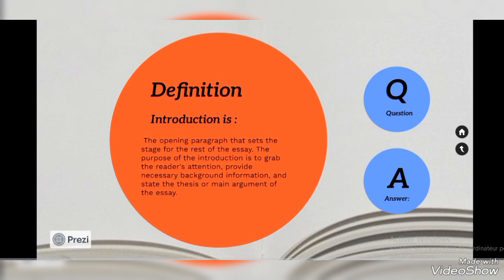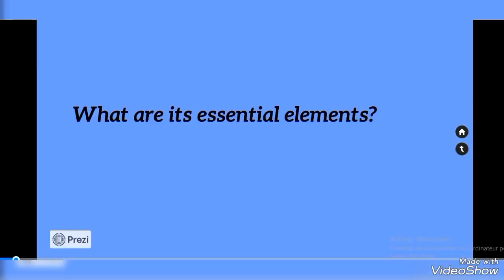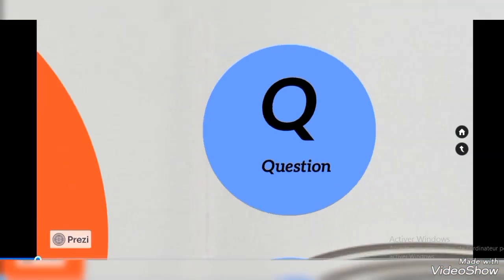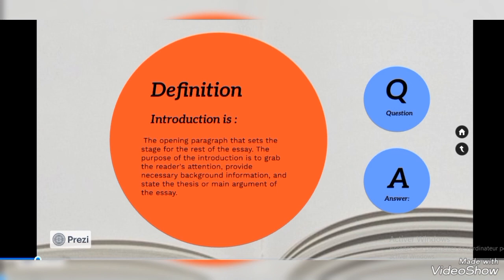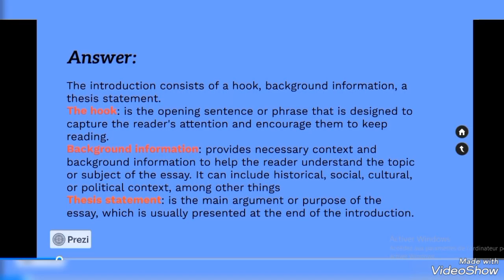Well, what are its essential elements? The introduction consists of three main elements, which are the hook, the background information, and the thesis statement. The hook is the opening sentence or phrase that is designed to capture the reader's attention and encourage them to keep reading. So the hook is an attention-grabbing statement that piques the reader's interest.